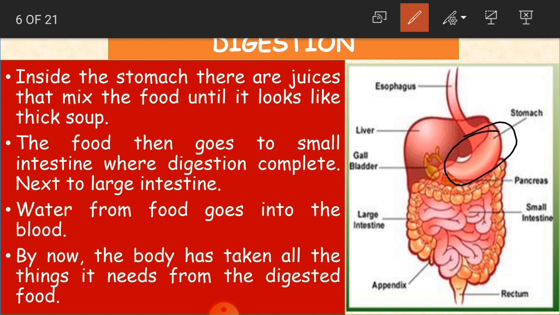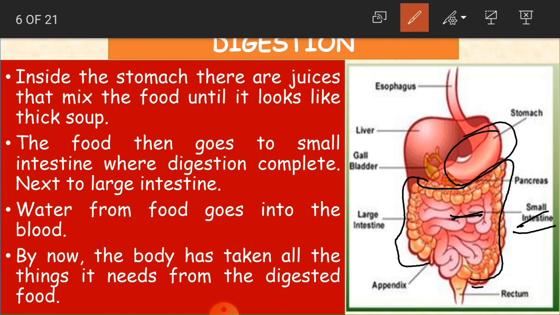So even our food is going to become a soup after entering the stomach. Okay, children? And the food then goes to the small intestine where digestion is completed. Next to the large intestine. Where is the small intestine? Here. This small intestine is this one. And where are the large intestines? See, all these are large intestines.